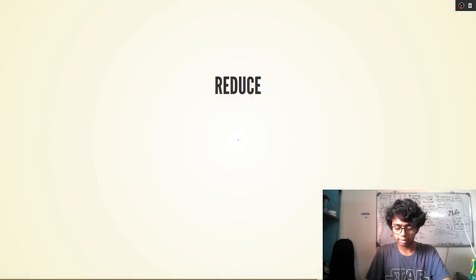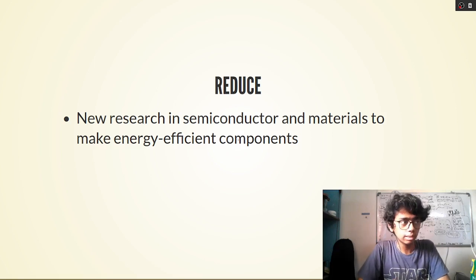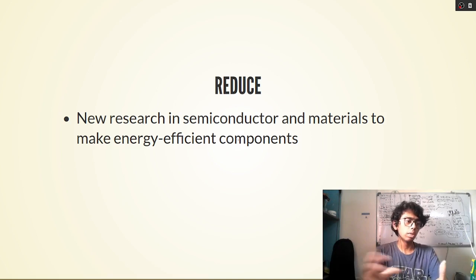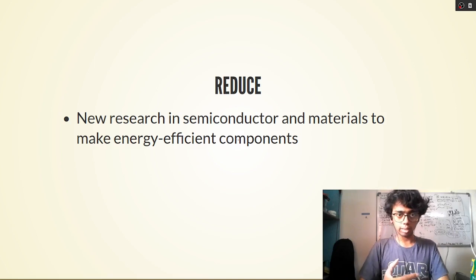Right, so now we get to the reduction of raw materials part. New research has been going on and is still going on in semiconductors and materials for making the display, for example, the liquid crystals. New research has been going on in semiconductors for the electronic components to make them more energy efficient, and that way a lower amount of materials will have to be used to create the same product. So a lower amount of materials will be used.